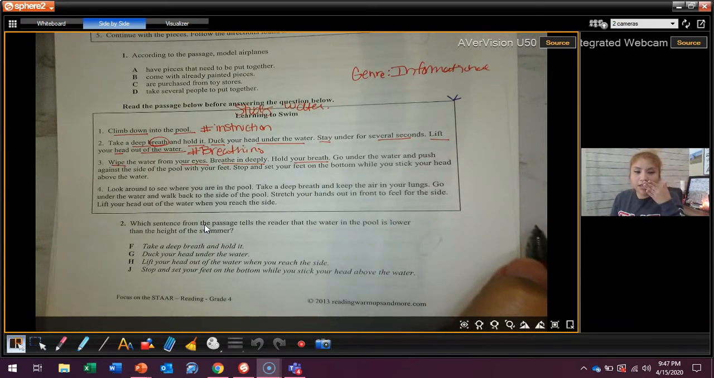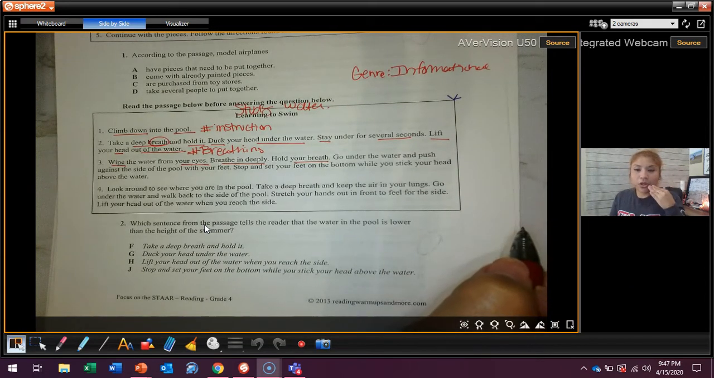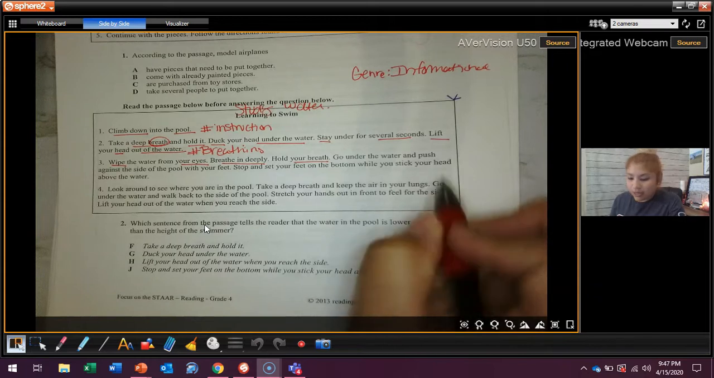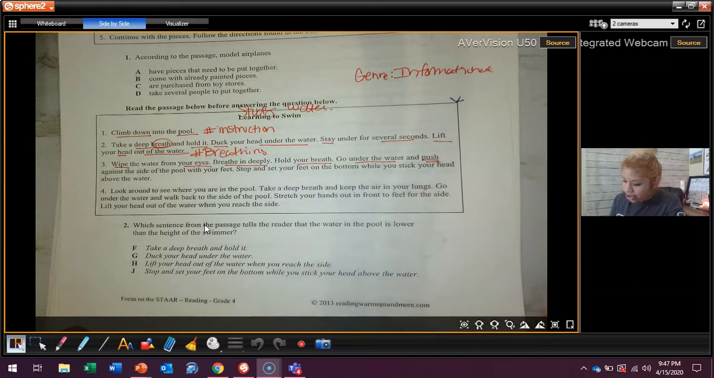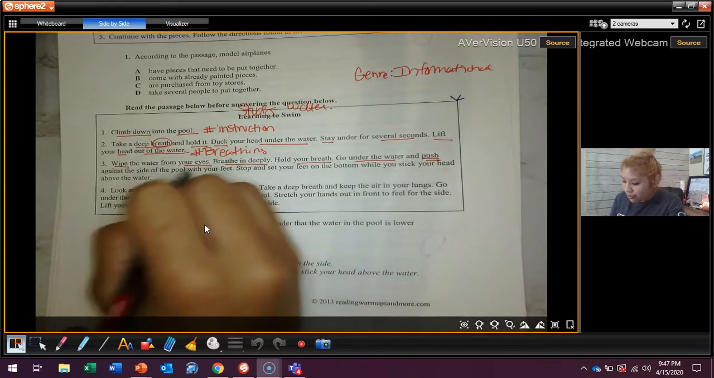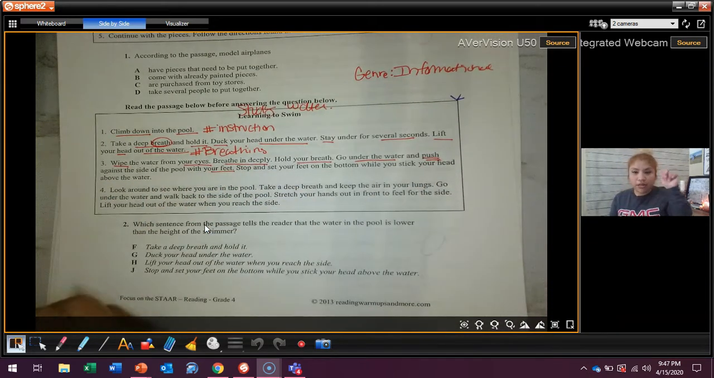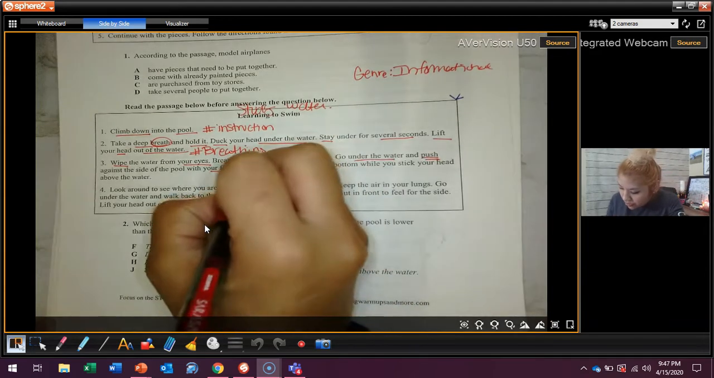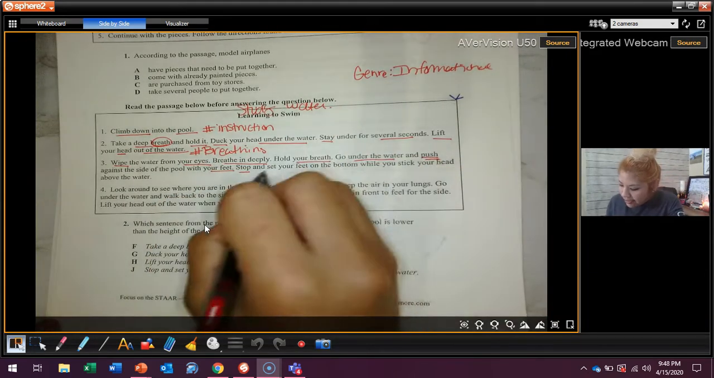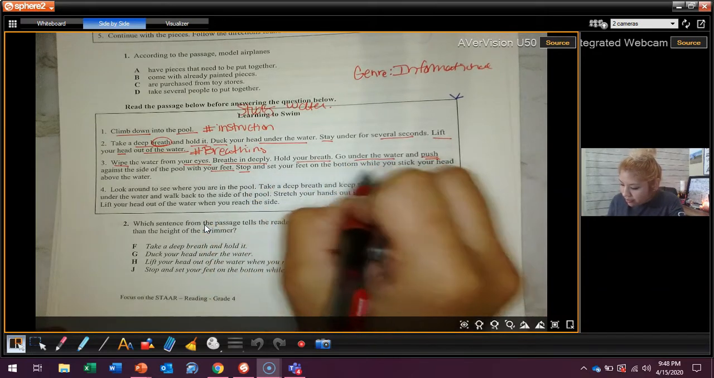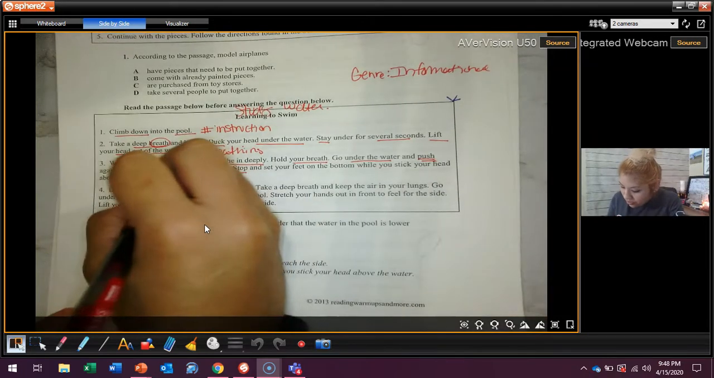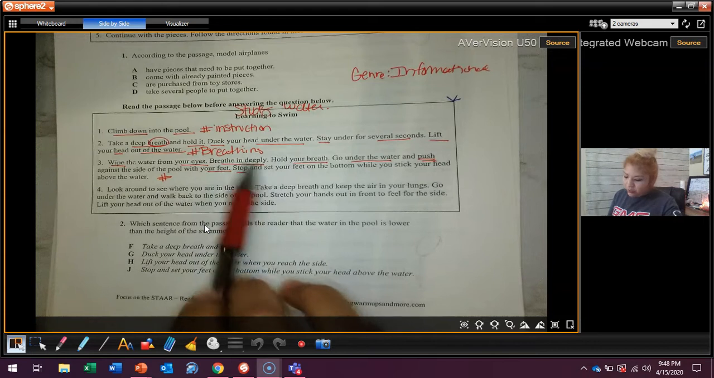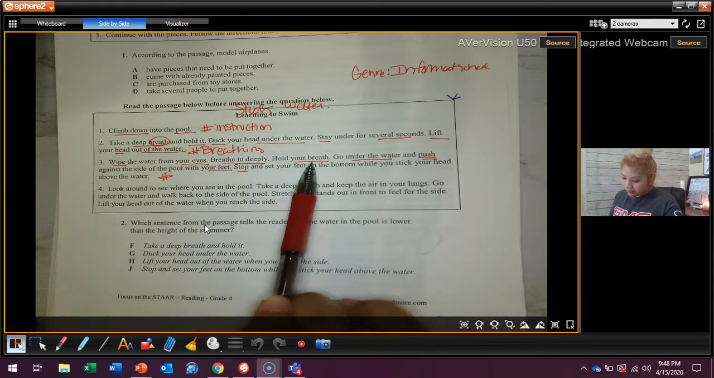So clean your eyes. Go. Hold your breath. And then what do I do? I go under the water. And what do I do? I push against the side of the pool with my feet. So you're pushing with your feet. And then you stop. And then you set your feet to the bottom while you stick your head above the water. So what are they telling you to do? They're telling you to stand up, right? So hashtag wipe your eyes, breathe in slowly, hold your breath.